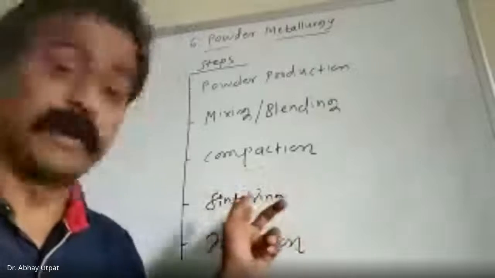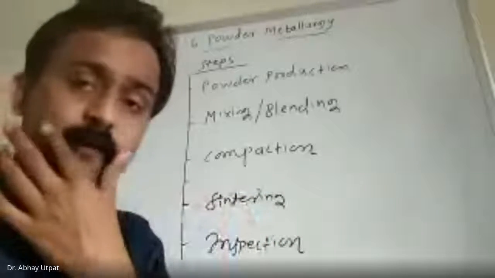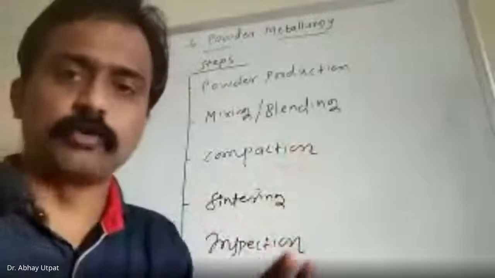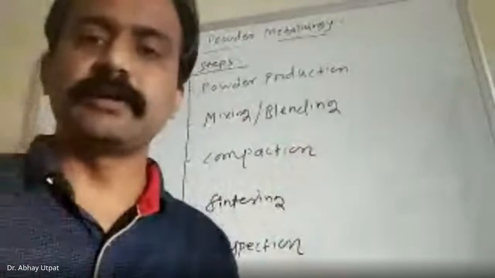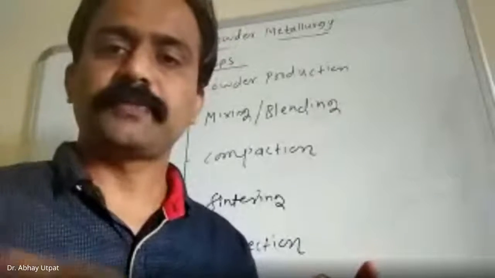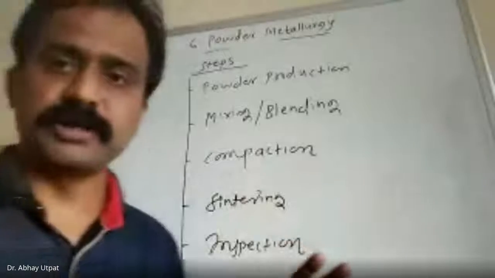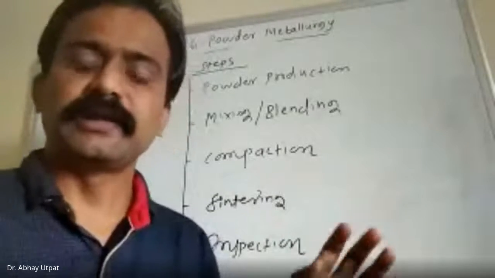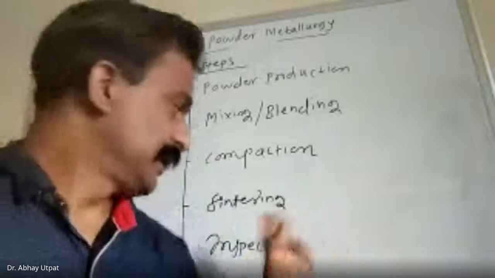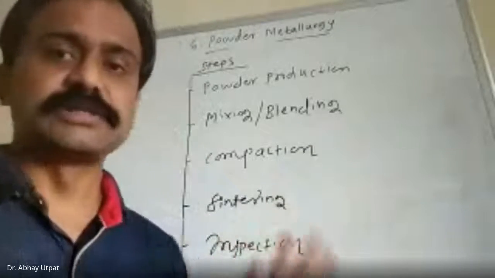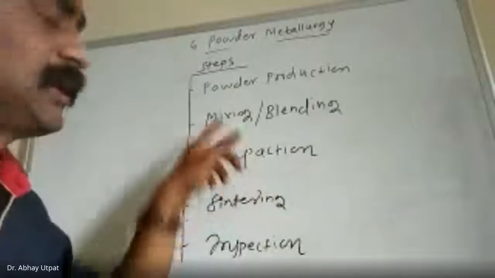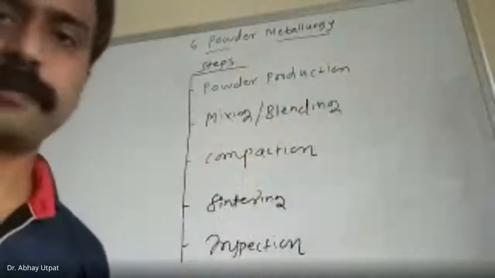So metal bonding increases strongly, and if there are 3 components and one component has a lower melting point, that may melt and produce the bonding between the remaining 2. And then inspection. So these are the steps in powder metallurgy. This is the classification. Now I will explain to you the methods of powder production.